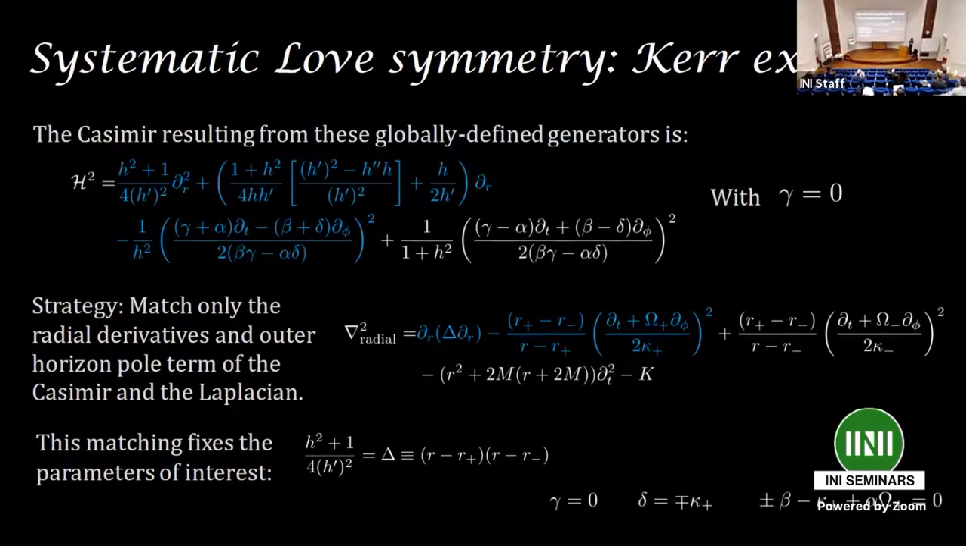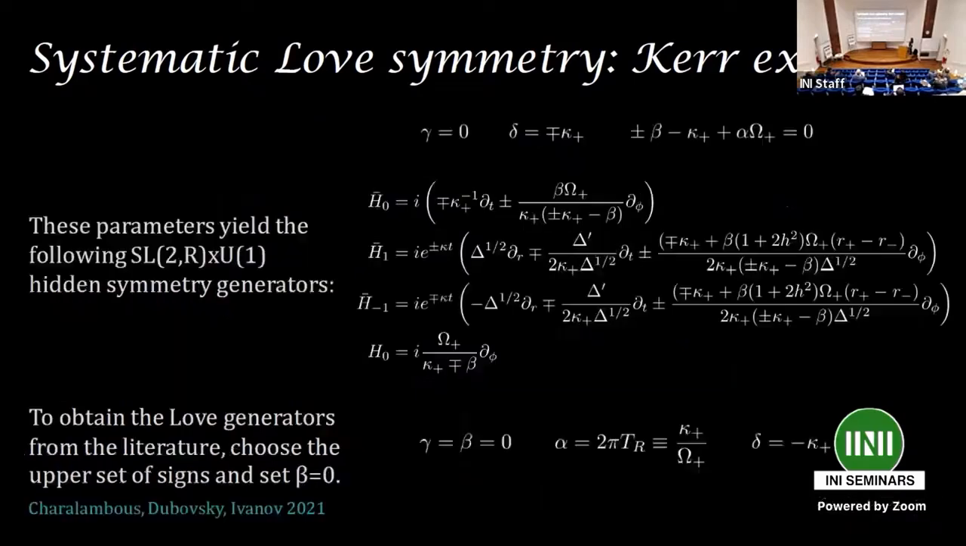Now, the love generators that were found by Ivanov, Charamboulos, the other person, I'm sorry, the name is written down. Yes, sorry, this is a subset of these solutions. So when beta is equal to 0 and you choose the top set, you get the previous love generators that were proposed by Dubosky and collaborators.